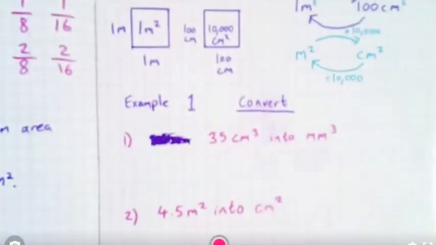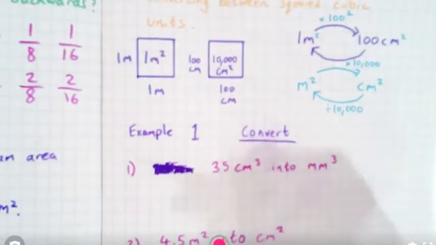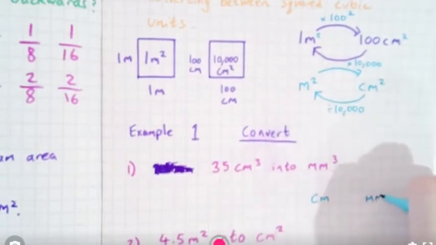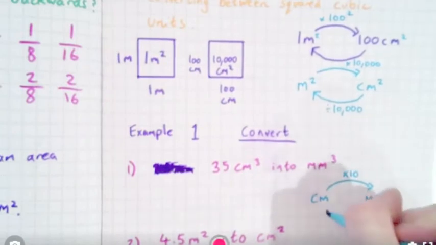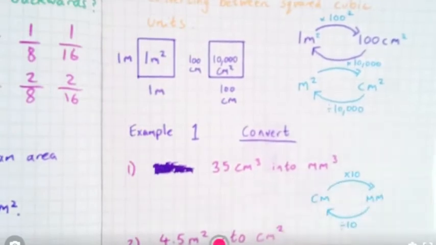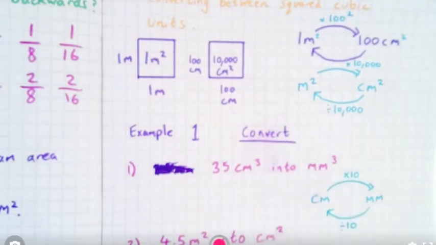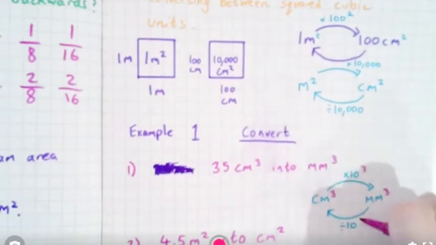So first one, convert 35 centimeters cubed into millimeters cubed. Well, the first thing I need to think about is the normal conversion from centimeters to millimeters. Now, normally, if I go from centimeters to millimeters, I multiply by 10. And if I go from millimeters, I divide by 10, because I get less centimeters for my millimeters. But it doesn't want centimeters to millimeters. It wants centimeters cubed to millimeters cubed. So if I want to convert from centimeters cubed to millimeters cubed, I've got to multiply by 10 cubed or divide by 10 cubed.